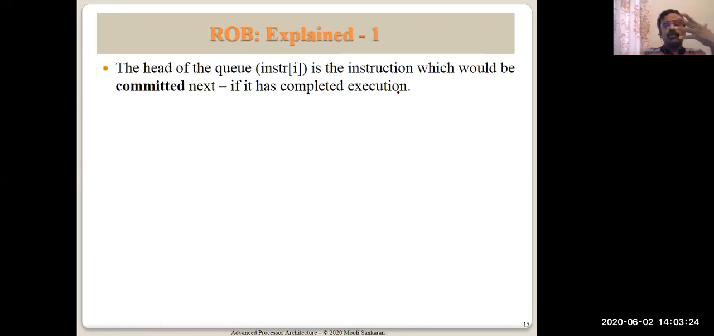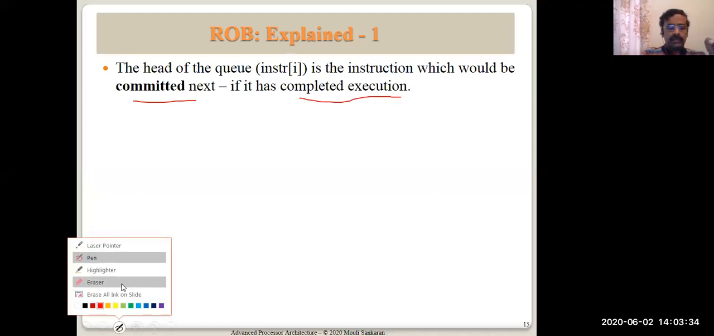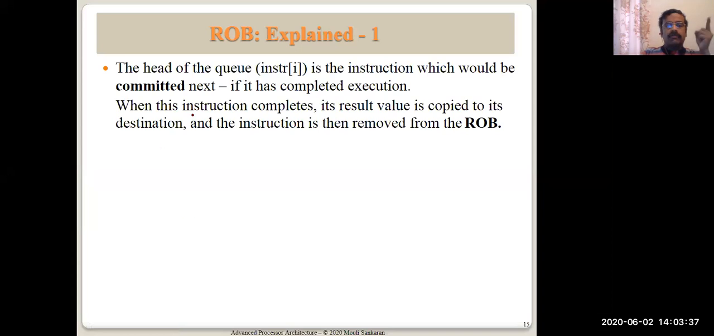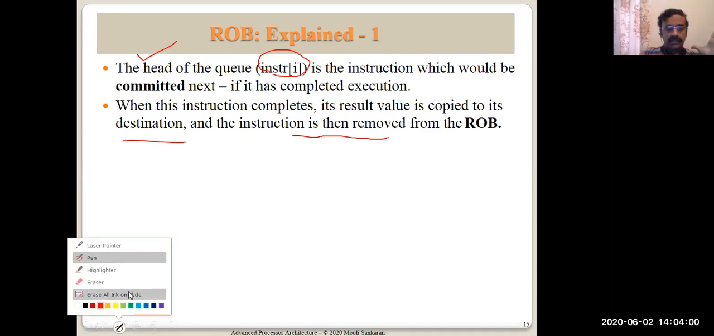Okay, so I will complete it and stop. The head of the queue is the instruction which would be committed next if it has completed execution. Whatever I explained, I am going to show you in the slides. When the instruction at the head of the queue, instruction I, completes, its result value is copied to its destination register and the instruction is then removed from the ROB. So once you commit the value, you don't need to keep it in the ROB. It can be removed. It's like a temporary cyclic buffer. You should understand this behavior.